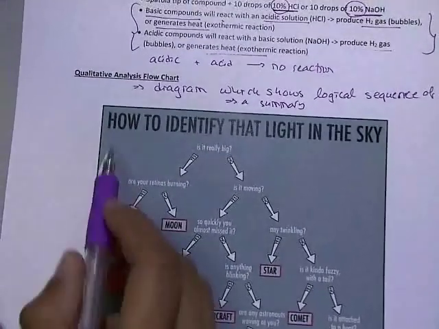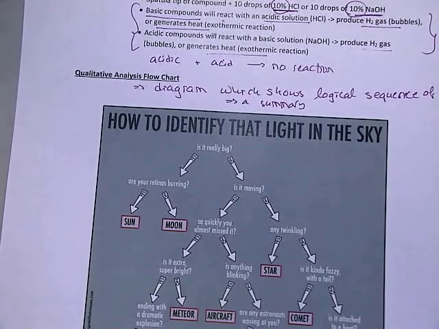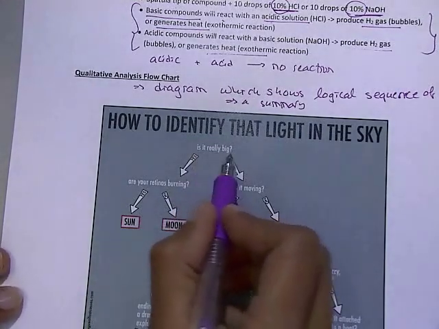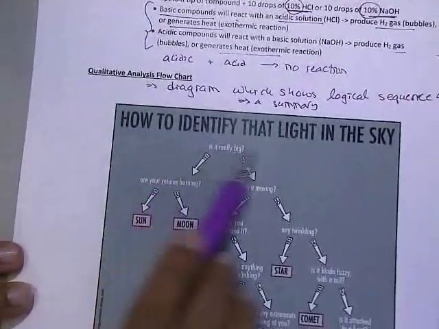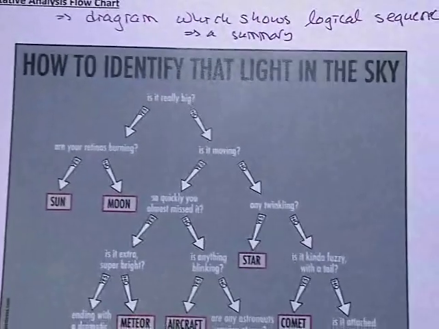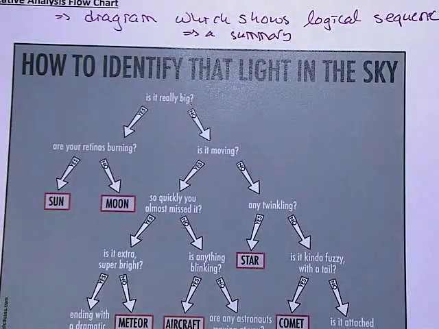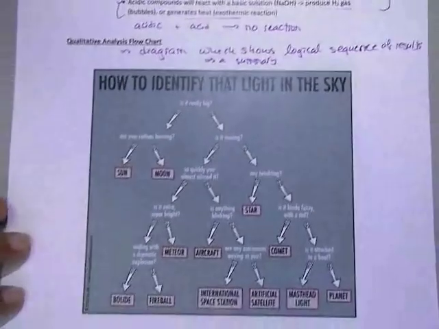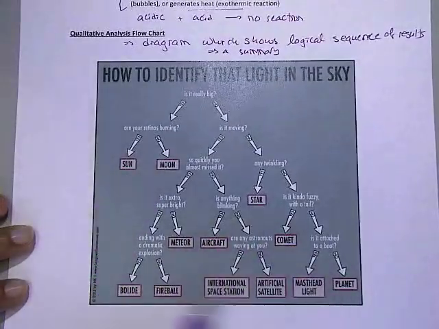So let's do a basic example, and then I'll do a little bit more difficult example. You state your question on top. How do I identify that light in the sky? The question for lab this week is, how do I identify my unknown? Let me backtrack: you always ask yourself yes and no questions, and these yes or no questions have to be very specific.